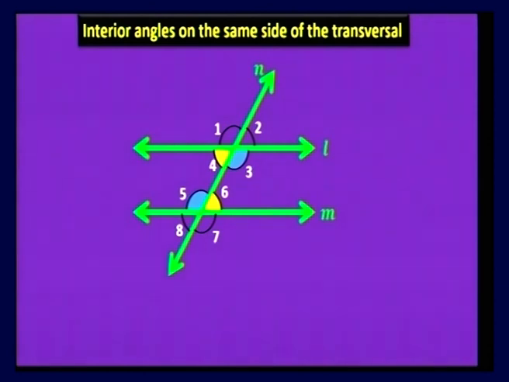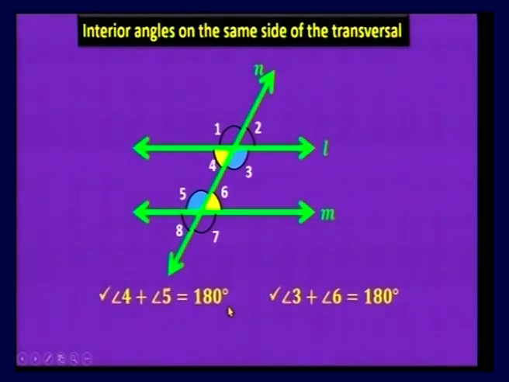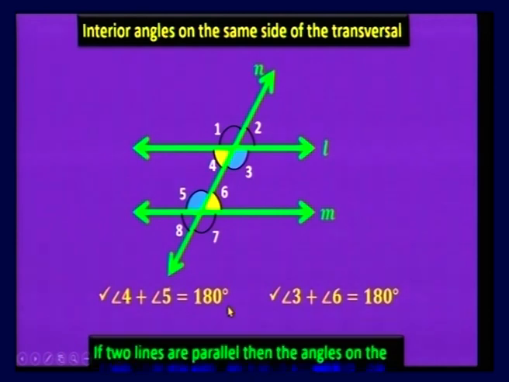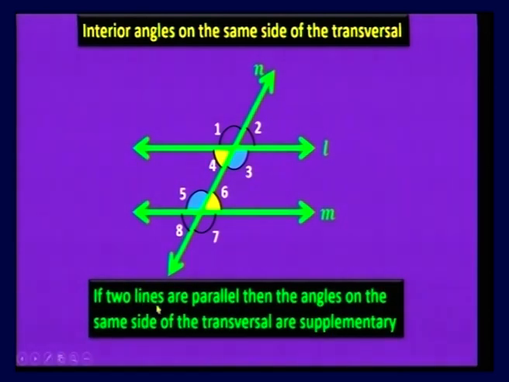Now, take a look at the interior angles on the same side of the transversal. If you measure and add these two angles, that is 3 and 6, we see that angle 3 plus angle 6 is equal to 180 degrees. Similarly, measuring angles 4 and 5, we get their sum as 180 degrees. Hence, we conclude that if two lines are parallel, then the angles on the same side of the transversal are supplementary.